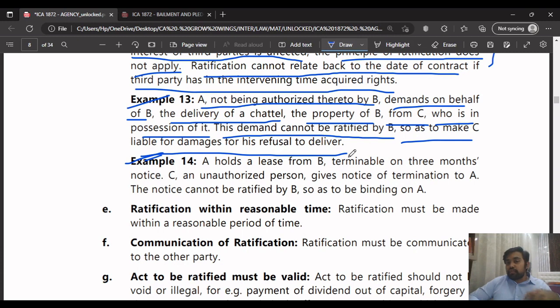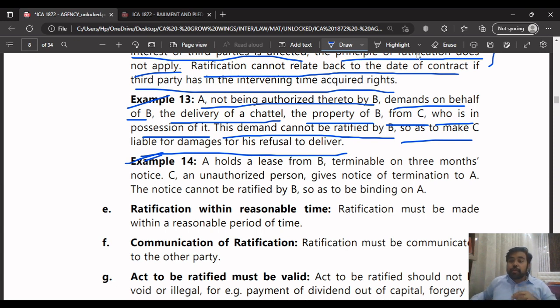Suppose he went and asked that agent, without the principal's authority, for the property. If the third person who owns that possession refuses to deliver such property to the agent, at that time B cannot ratify such a demand and later make C, the third person, pay damages for his refusal to deliver. So if C has refused to give his agent the property, the principal can't later come and say, my agent had come to ask you, so why did you reject him? No, pay me, you're liable for damages. He cannot ratify it.